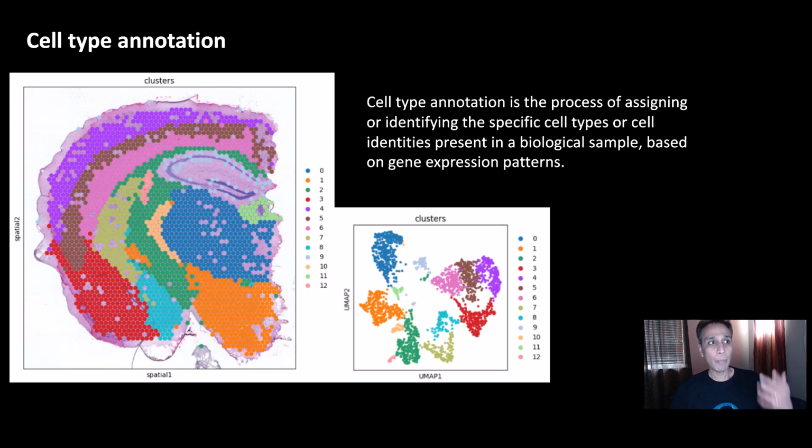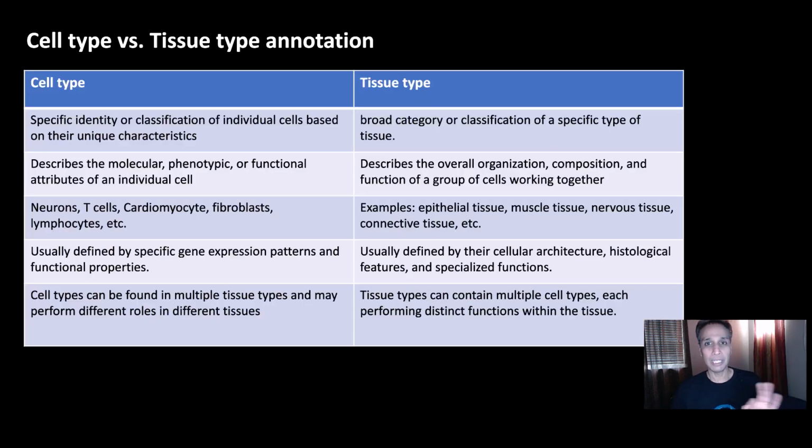Now, based on this, you can do multiple things. You can label these areas. If you know exactly what these areas are, you can label them based on these spatial locations. You can label them based on tissue types. You can label them based on cell types, which is what we're going to focus on right now. So cell type annotation is the process of assigning or identifying these specific cell types. How are we doing that? By looking at the gene expression patterns. Things will make sense hopefully once we go through a couple more slides and then jump into the data.